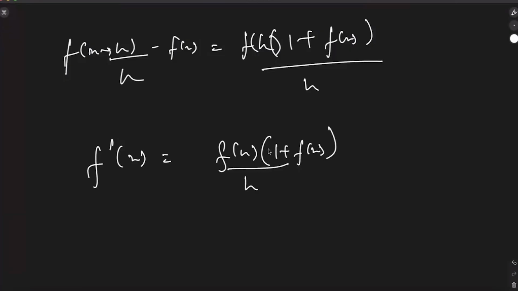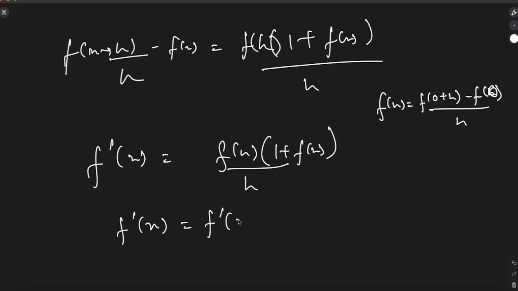And what is f(h) upon h? See, it is nothing but f(0 plus h) minus f(0), sorry, divided by h. This is the same thing. So this is f dash 0. So f dash x is equal to f dash 0 times (1 plus f(x)).